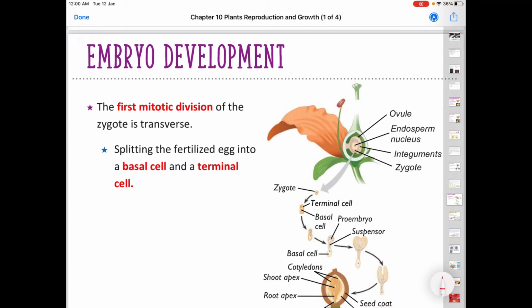For embryo development, the first mitosis of the zygote is transverse. This process will split the fertilized egg into a basal and a terminal cell. So this is a zygote. They do the transverse mitotic division and form the terminal cell and the basal cell.